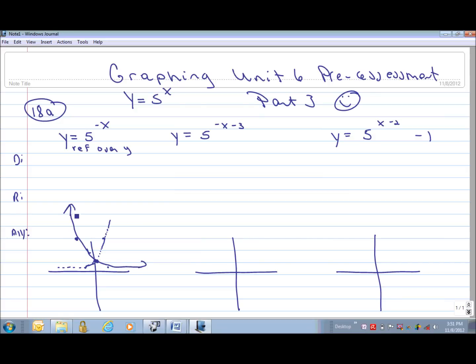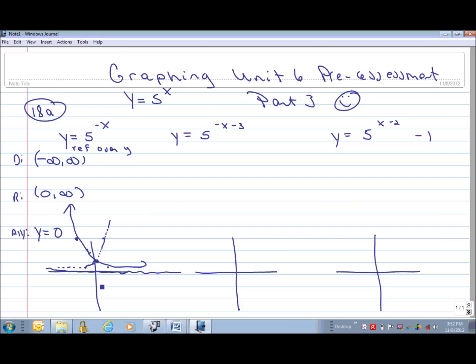Our domain would be all values, so negative to positive infinity. Our range, of course, is values greater than 0. It could never reach 0 because this axis is an asymptote, so it would be from 0 to positive infinity, both with soft brackets. And finally the asymptote: the graph is approaching the x-axis, which is y equals 0. And you're pretty much there.